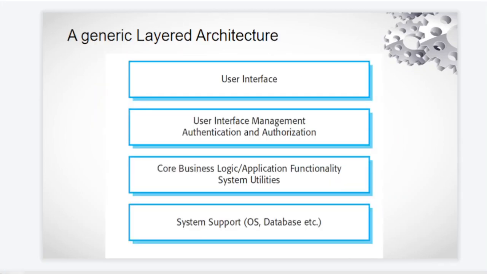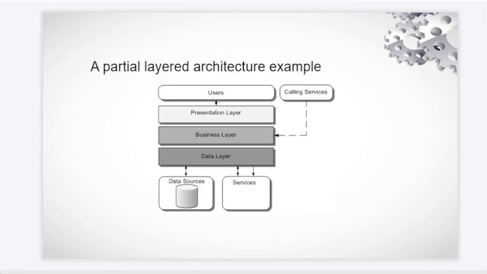A generic layered architecture is: number 1, user interface; number 2, user interface management, authentication and authorization; number 3, core business logic, application functionality, system utility; and next is system support, operating system, database, etc. A partial layered architecture example includes: user, presentation layer, business layer, data source, service, calling service.